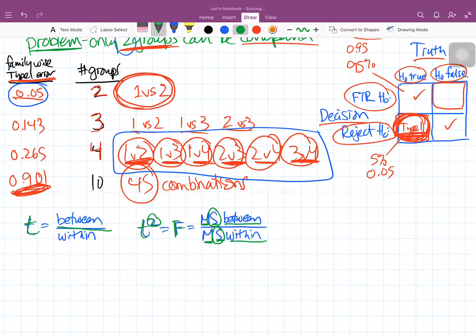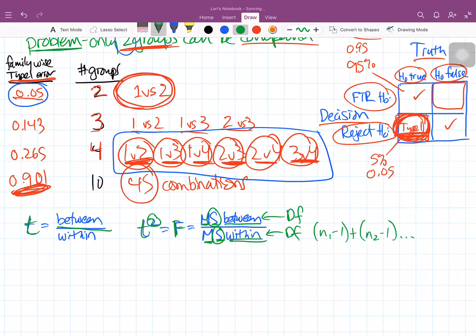And the nifty thing that happens is not only can we adjust the denominator for degrees of freedom, now all of a sudden we can adjust the numerator for degrees of freedom. And so, because of that, we are no longer limited to only 2 groups being compared to each other. Here, when we have the within, if we have n1 minus 1 plus n2 minus 1 dot dot dot, so however many groups, we are just going to have our degrees of freedom for that denominator, subtract those out.